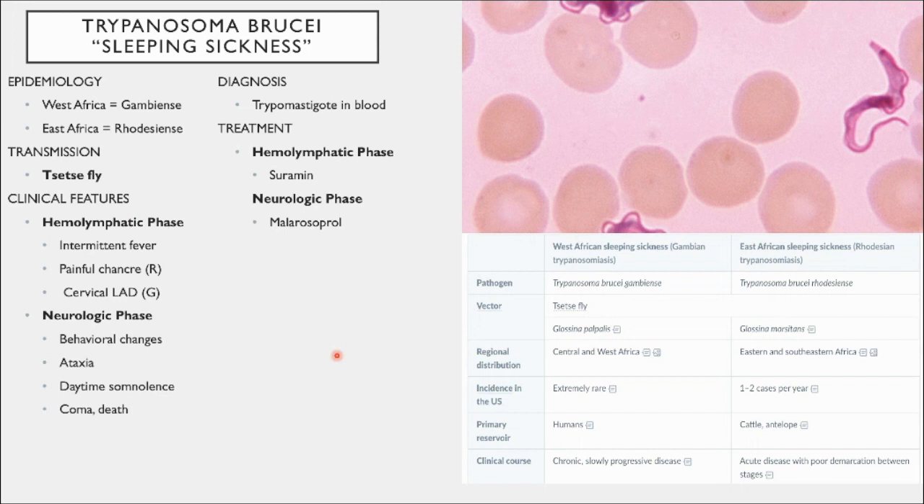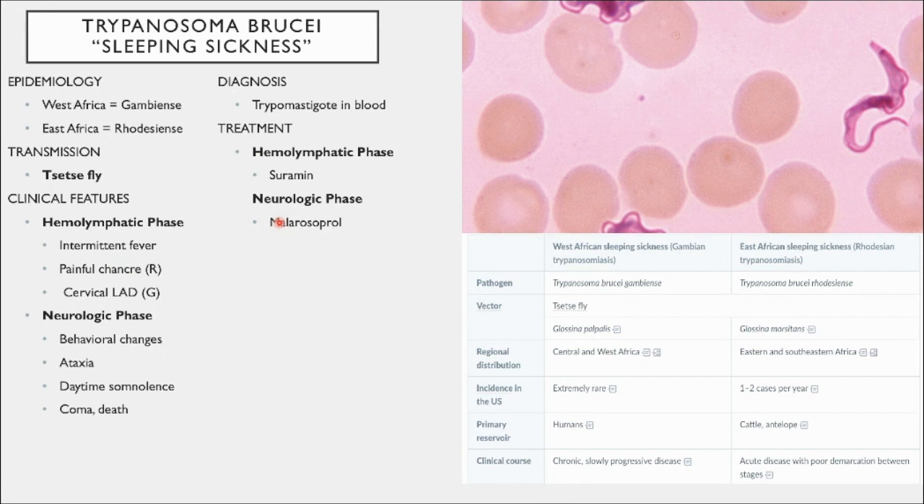Trypanosoma brucei is incredibly low yield. I highly doubt you will be asked about this. Really, it's just knowing that it's spread by the tsetse fly, and it has a blood phase and a neurologic phase. So in the blood phase, it spreads through the lymphatic and blood tissue, and it causes really painful chancres and lymphadenopathy. And when you get to the neurologic stage is when you start to see behavioral changes, lethargy, and coma, and eventually death. It forms a trypomastigote in the blood. It's these little flagellated entities.